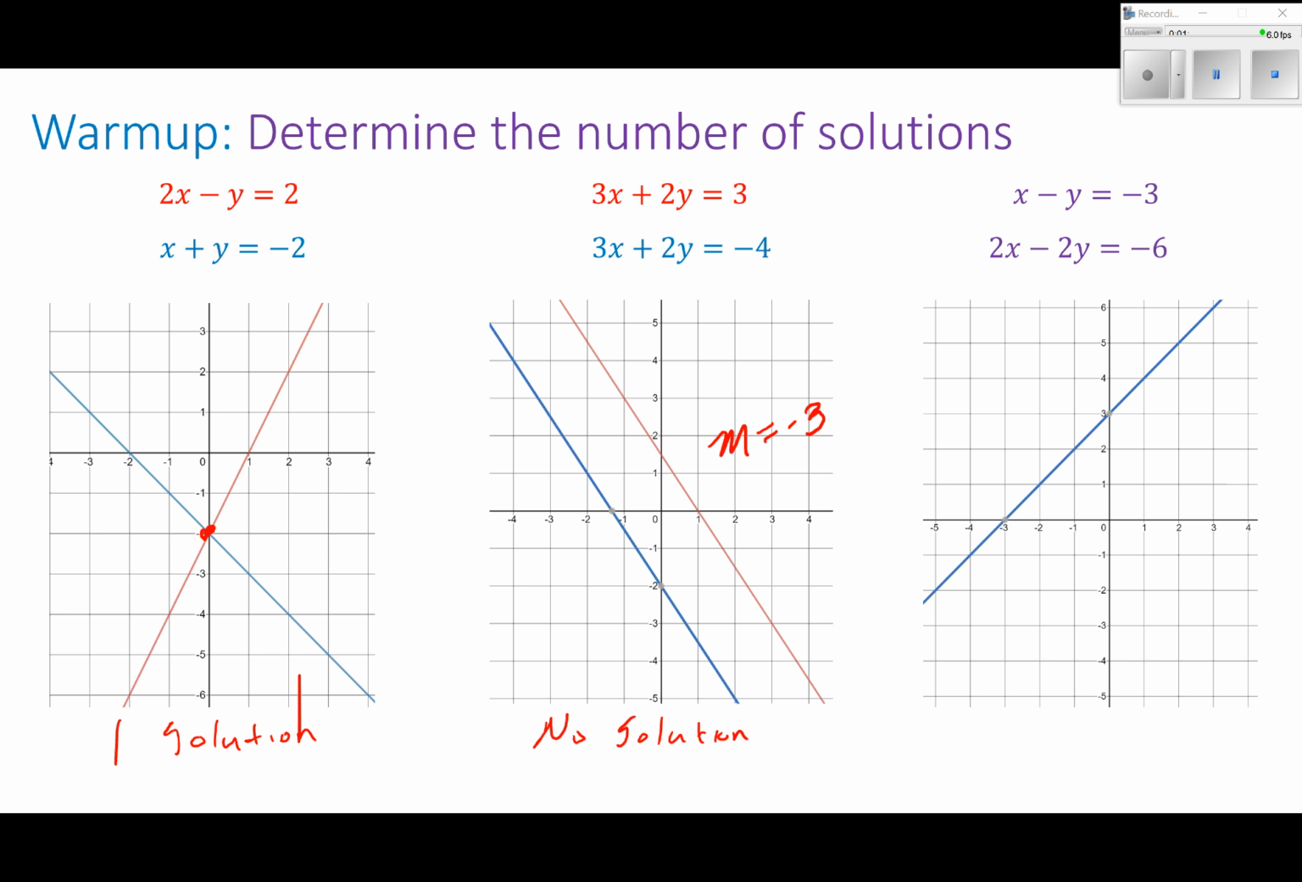The third graph, x minus y equals negative 3, and then 2x minus 2y equals negative 6. Well, we can see that the second one is just a multiple of 2. And so these are actually the same line. These will lie exactly on top of each other. So I only have one line here in the graph, but it's because they're lying exactly on top of each other. This is infinitely many solutions. Any x value on there will get the exact same y value. So there's infinitely many solutions for that one.